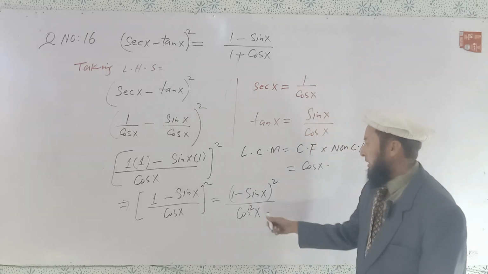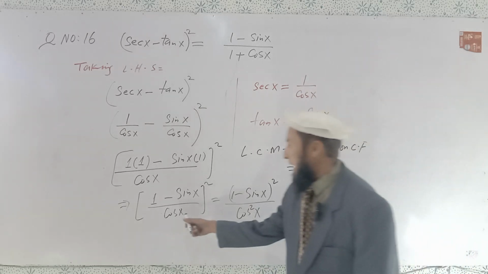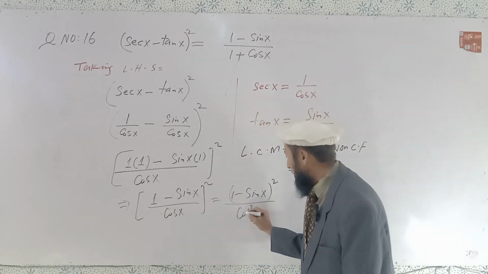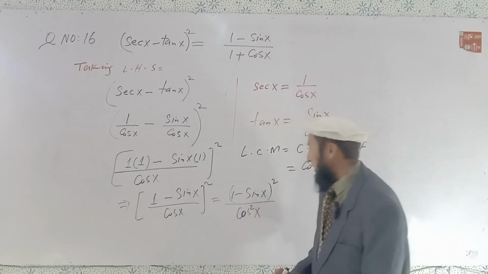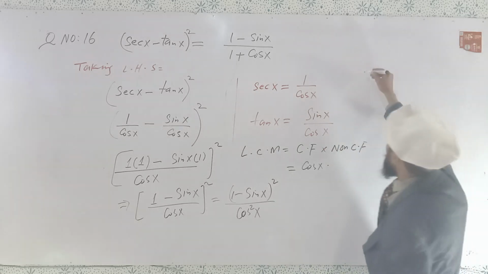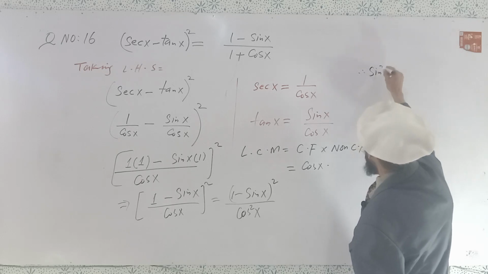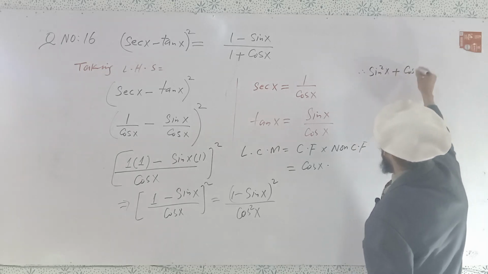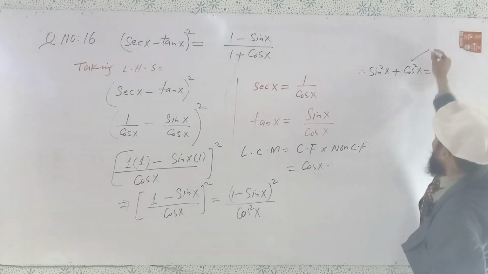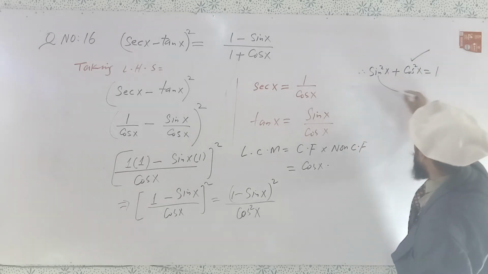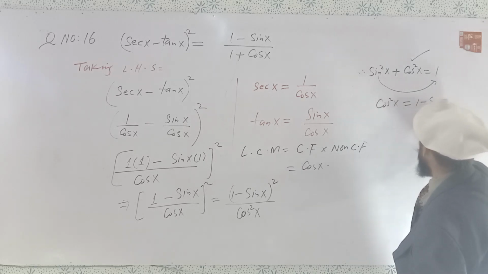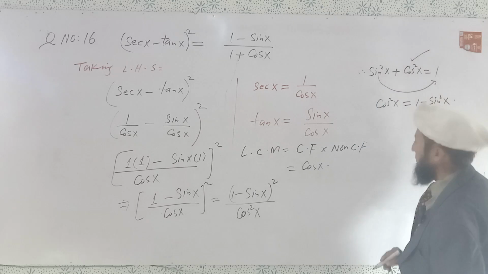square x. We cannot put the exponent on the variable x, but on the angle's trigonometric ratio. We also know the formula sin square x plus cos square x is equal to 1. Here cos square is required, so we change this result: cos square x is equal to 1 minus sin square x.